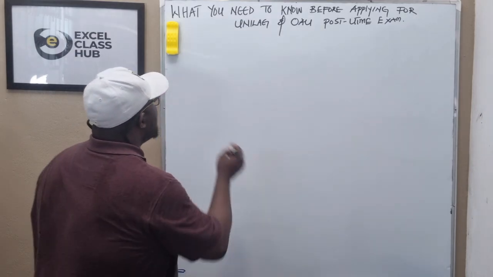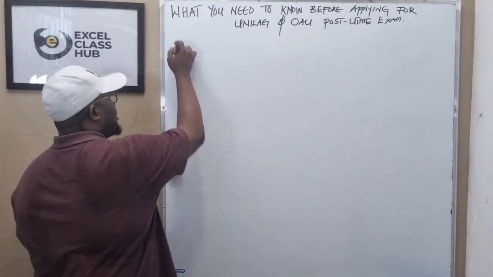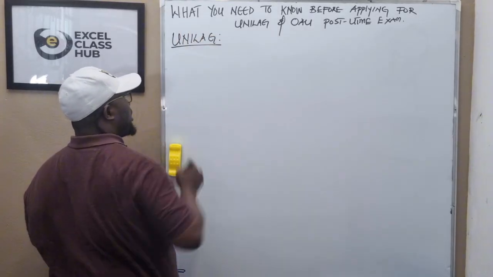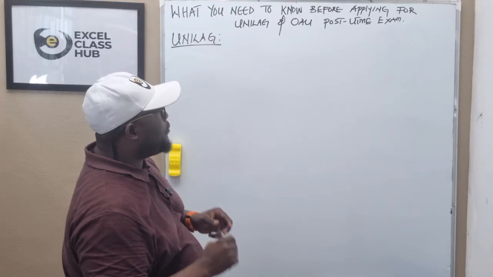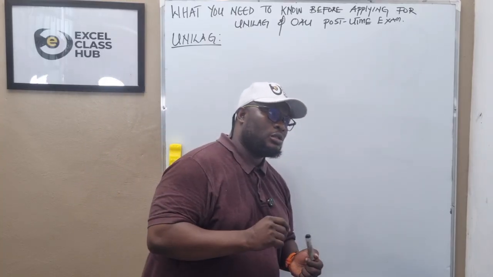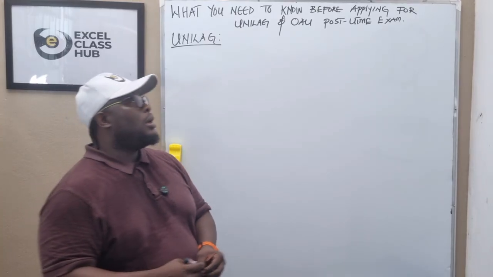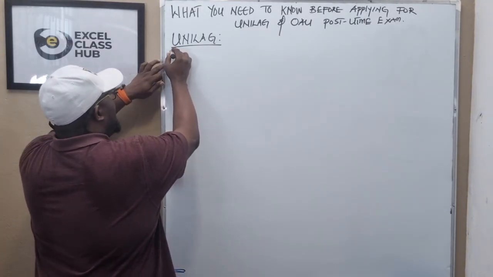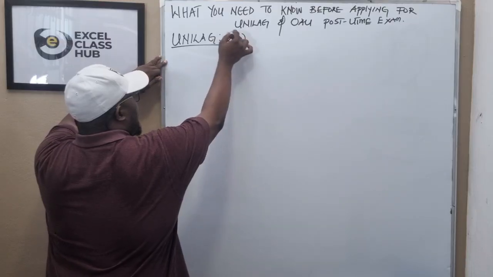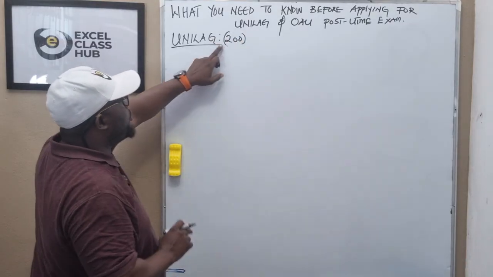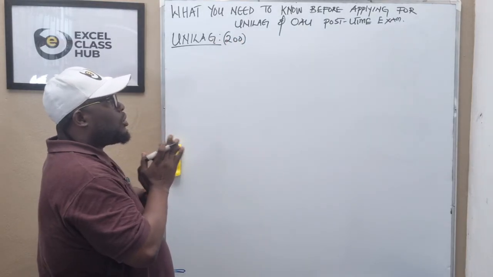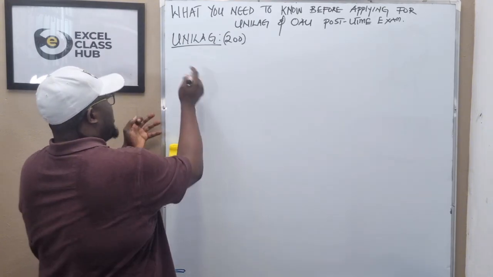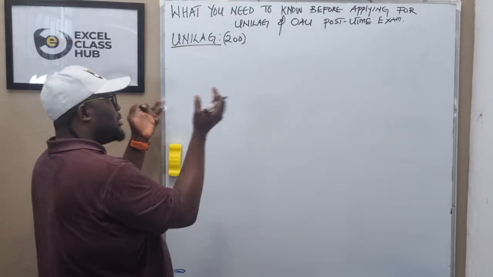Now, the first thing we're going to be looking at is Unilag. The first institution we are going to be looking at is Unilag. Now, you chose Unilag as your first choice institution. You should know that once you score 200, you can apply. But you should know that Unilag has course cutoff, faculty cutoff marks, which are on point and in percentage.